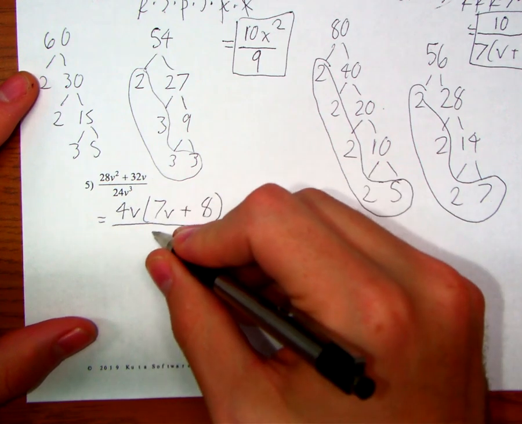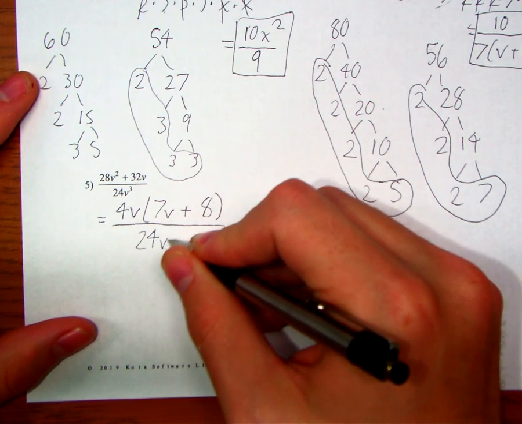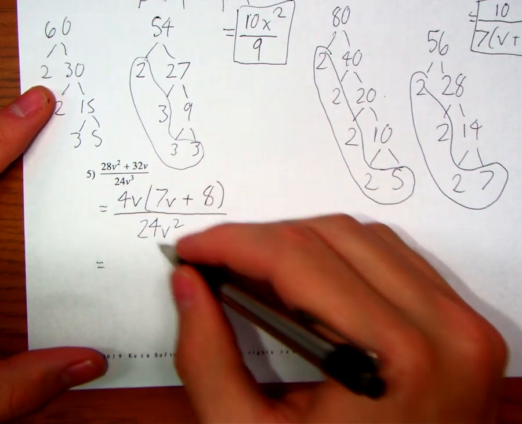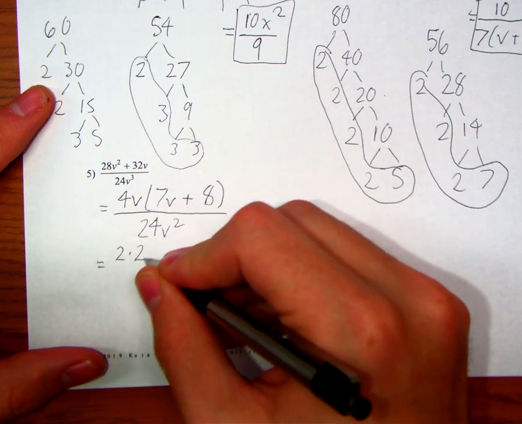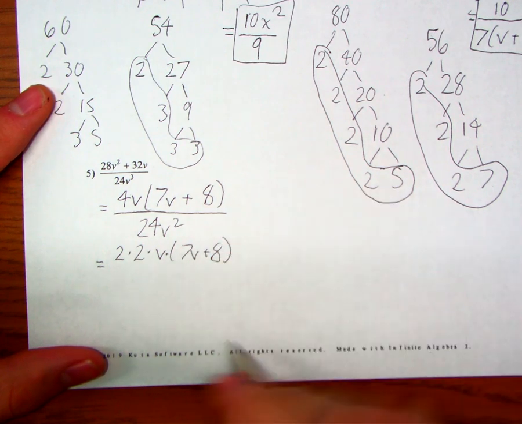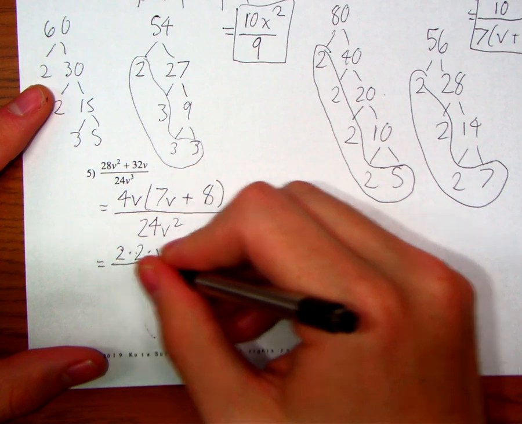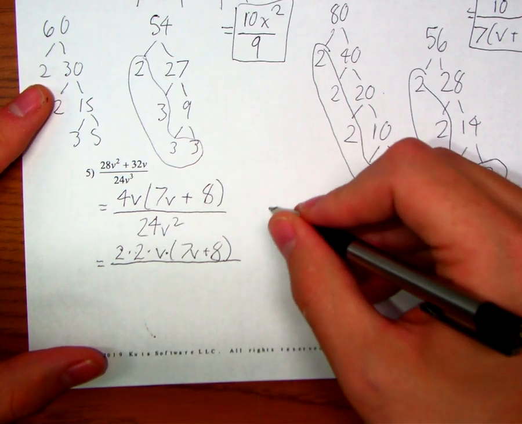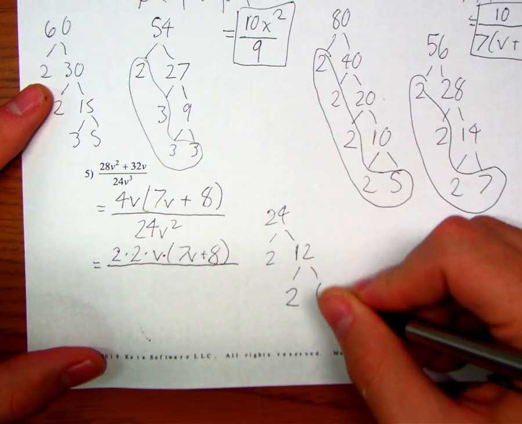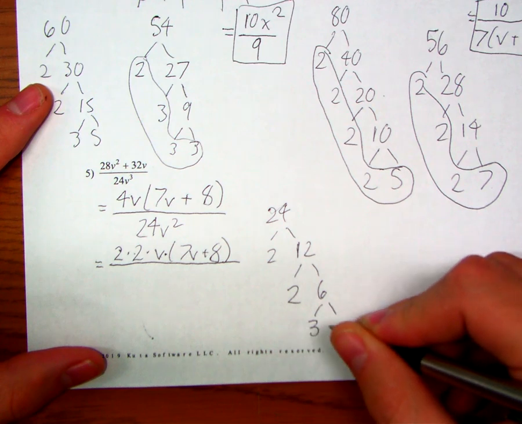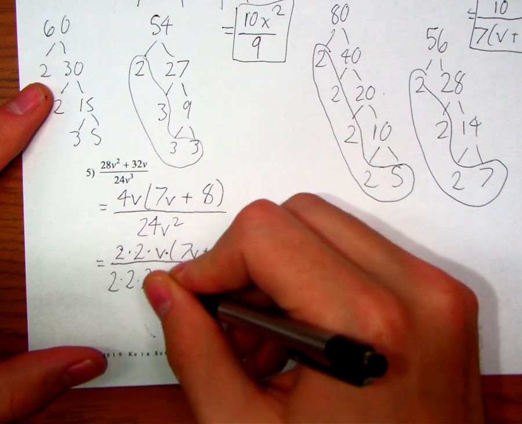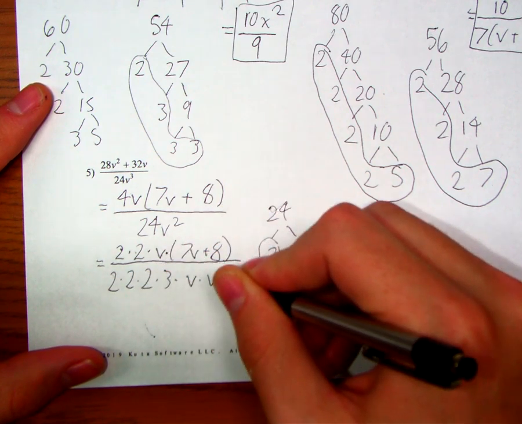24 v squared is still on the bottom. And now if I want to, I can break up some of my factors here. So 4v can be written as 2 times 2 times v times, there's still a 7v plus 8. So I've got 1, 2, 3, 4 factors here on top. And on the bottom, 24 can be written as 2 times 12, which is 2 times 6, which is 3 times 2. So 2 times 2 times 2 times 3, times v times v.